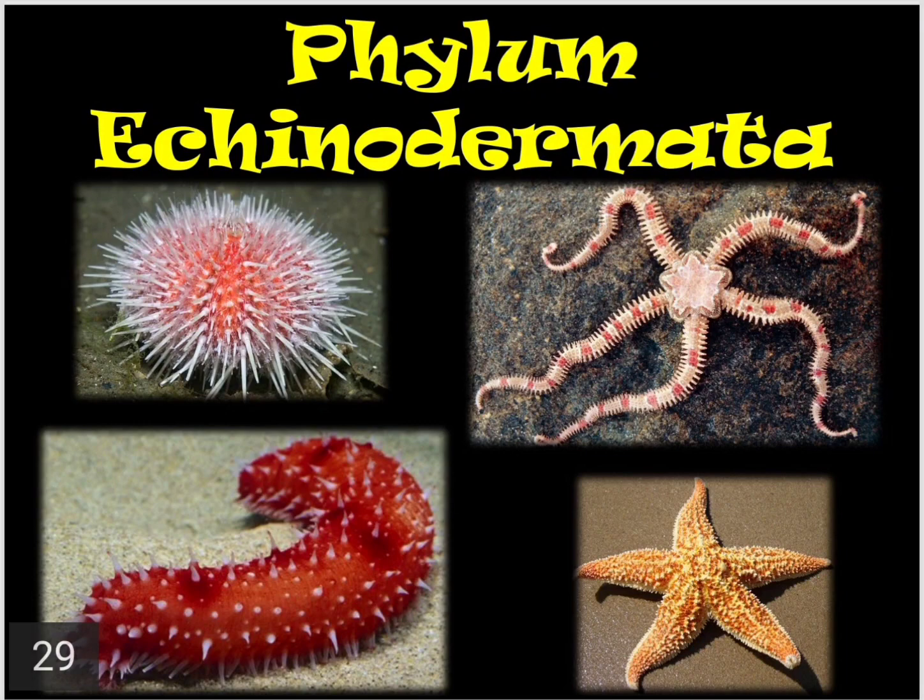So the examples which are given over here are starfish, the orange picture that you see, the star-like structure over there, it's a starfish. Then you have a sea urchin, the pink spiny ball-like structure, that is your sea urchin. Then you have a brittle star.